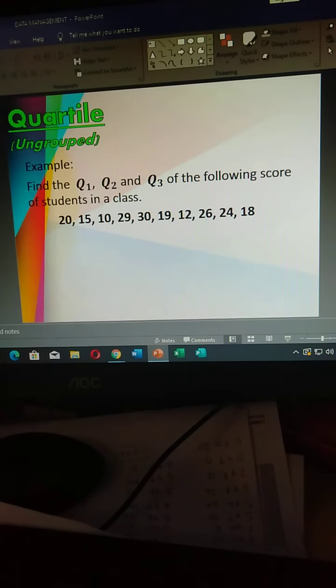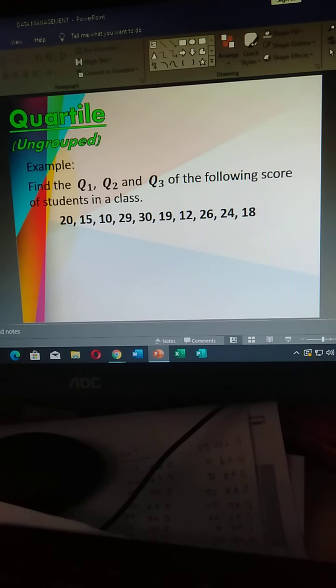Okay, let's go back. So, quartile. How to solve quartile for ungrouped data? For example, our question is find Q1, Q2, Q3 of the following score. How to solve that one? Paano nga ba isolve yan?